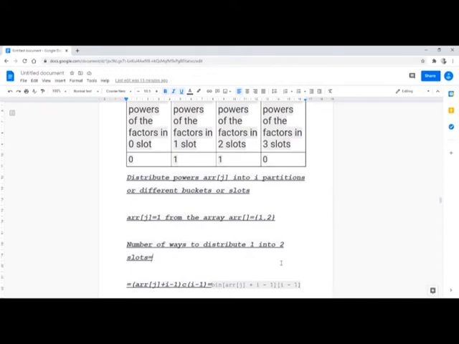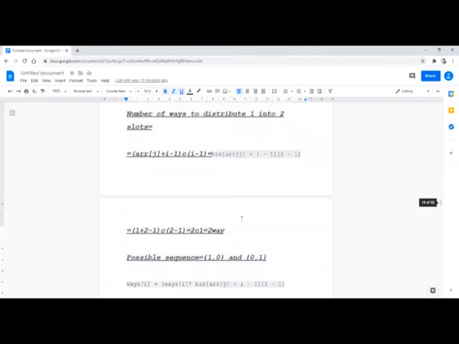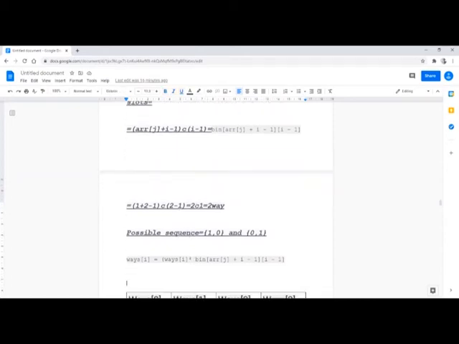The number of ways to distribute one item into two slots is given by the formula: array of j plus I minus 1 c I minus 1. So array of j here is 1 and the number of slots available is 2. So I is 2, so 2 minus 1 c 2 minus 1. We have to divide it into two slots, so we consider 2 minus 1. So the value is 2c1, which is 2 ways to do that.